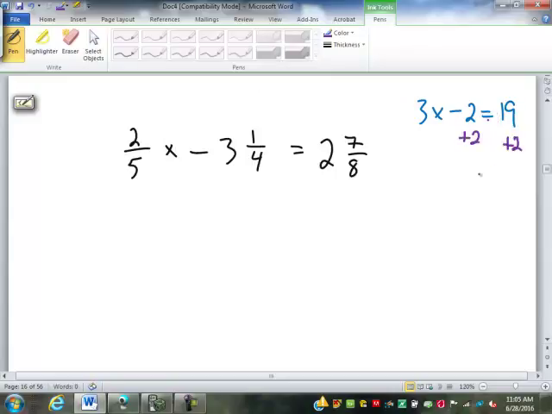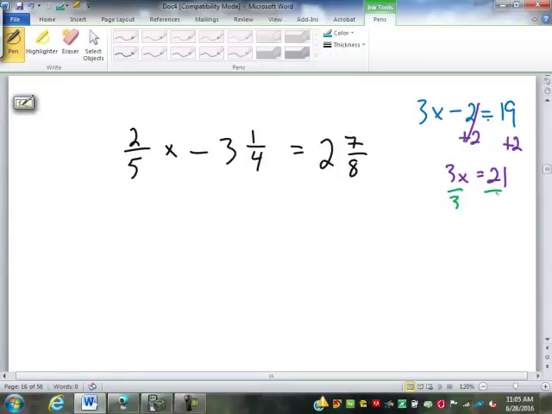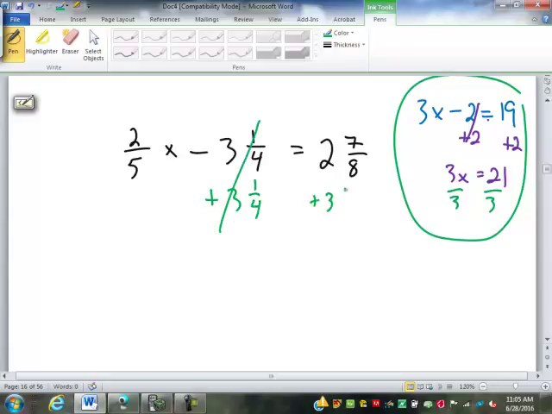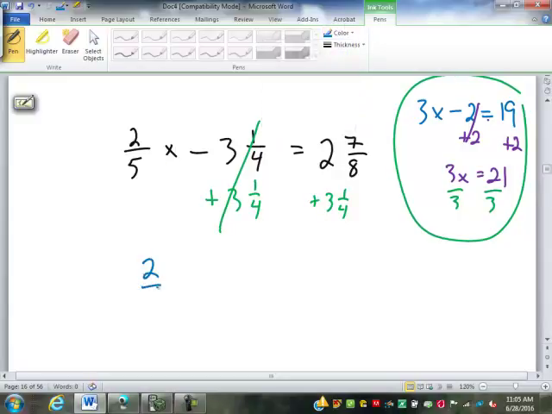I'd add 2, right? And then I would divide by the 3. Does that look familiar over here? So over here, I'm going to add 3 1/4. That leaves me with my 2/5 x. 2 7/8 plus 3 1/4 is 6 1/8.